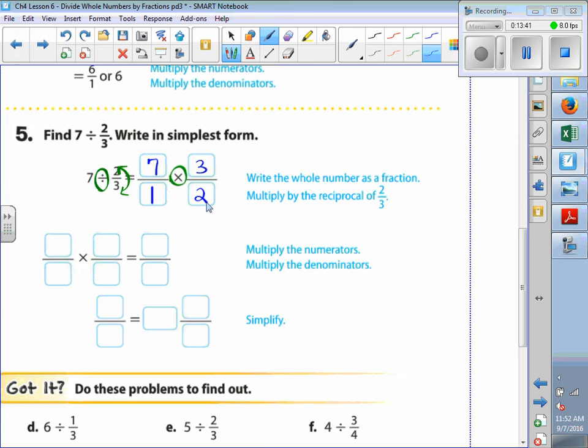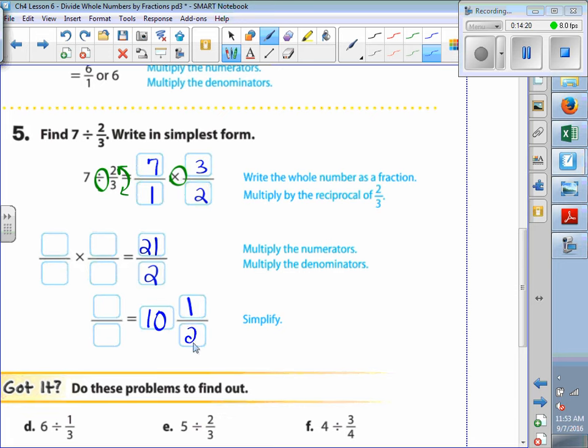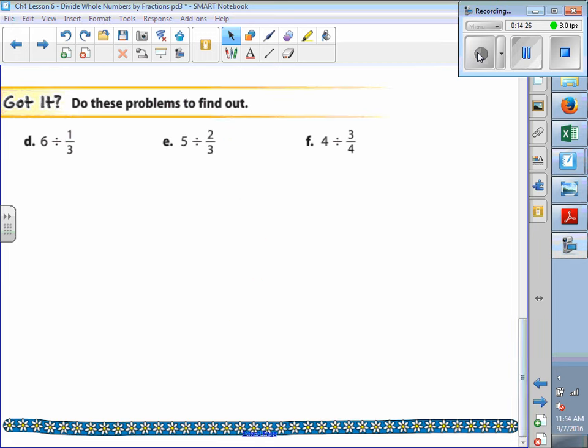Alright, so when we multiply straight across, we have 7 times 3, which is equal to 21. And 1 times 2, which is 2. And there is my improper fraction. Now I'm going to change that to a mixed number. How many times does 2 go into 21? 10 times, with how many left over? 1. So that 1 becomes the numerator, and the denominator stays the same. Is everybody clear? All right.